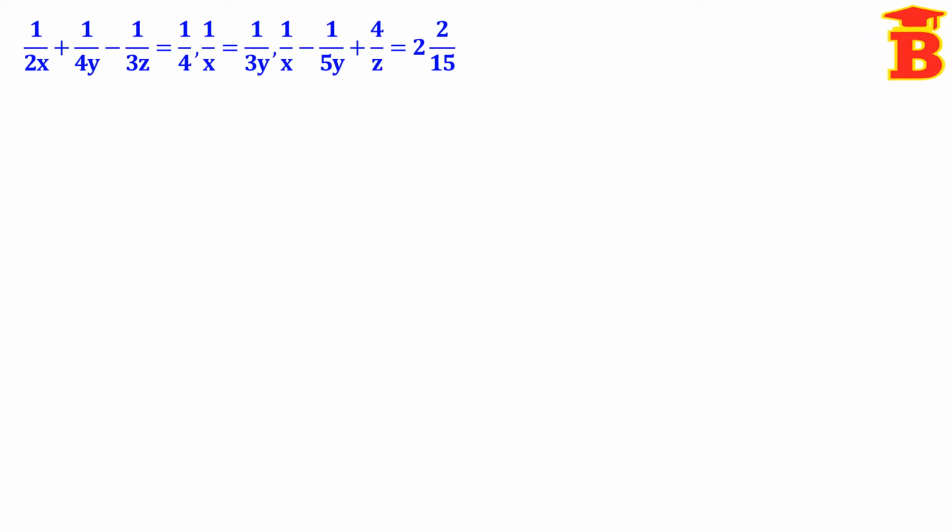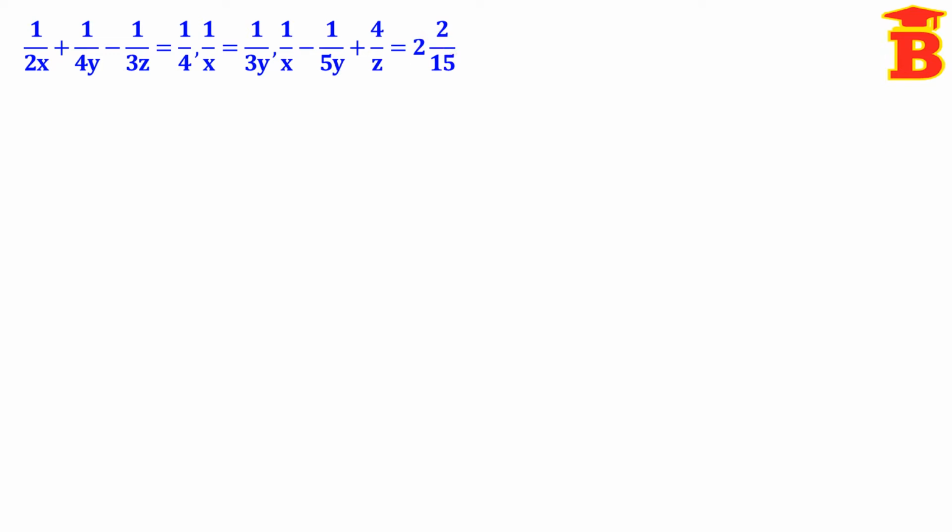In this video, we are going to solve the equations 1/(2x) + 1/(4y) − 1/(3z) = 1/4, 1/x = 1/(3y), 1/x − 1/(5y) + 4/z = 2 2/15. This is a mixed fraction. We have to convert it into an improper fraction.